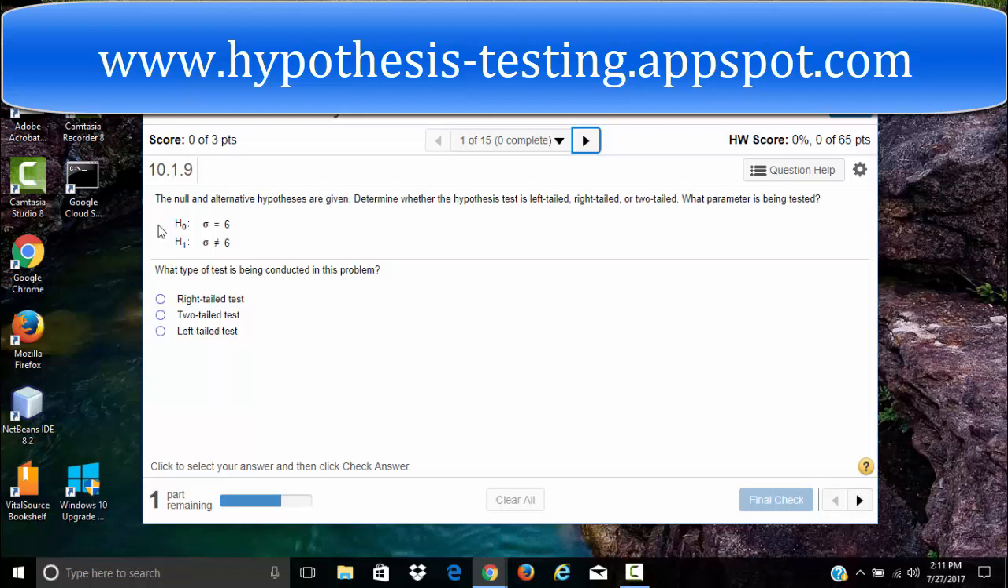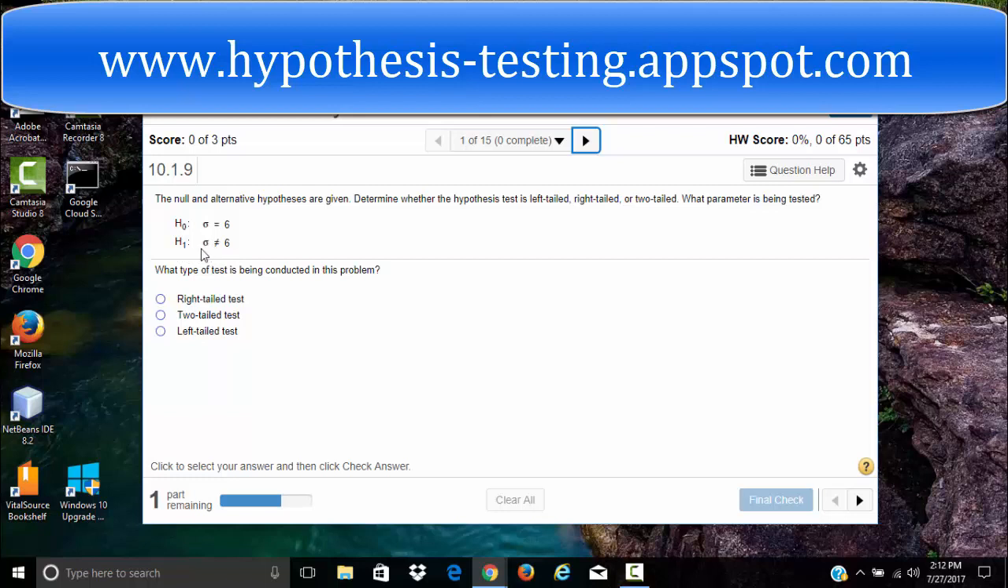Question 1. The null and alternative hypotheses are given. Determine whether the hypothesis test is left-tailed, right-tailed, or two-tailed. What parameter is being tested? So the null, as you can see, is that sigma, the population standard deviation, is equal to 6. And then the alternative hypothesis is that the population standard deviation is not equal to 6.